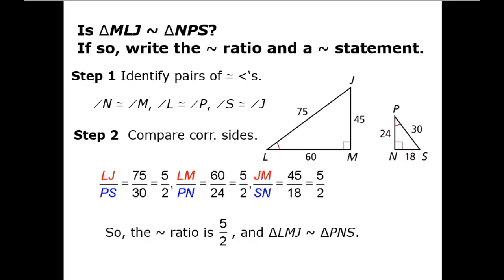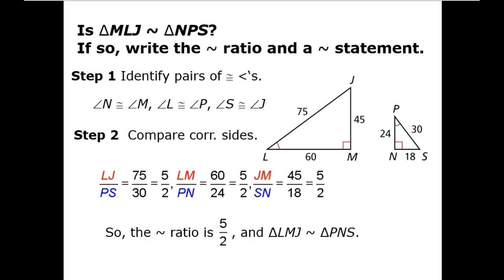Does L correspond to P? Yes. M correspond to N? Yes. So it is. Now, if I had written triangle MLJ is similar to triangle SPN, that's wrong because we're not talking about the same thing, right? Because the corresponding pieces matter. So I mixed up the letters, but it means the same thing. Okay. We all good on that?